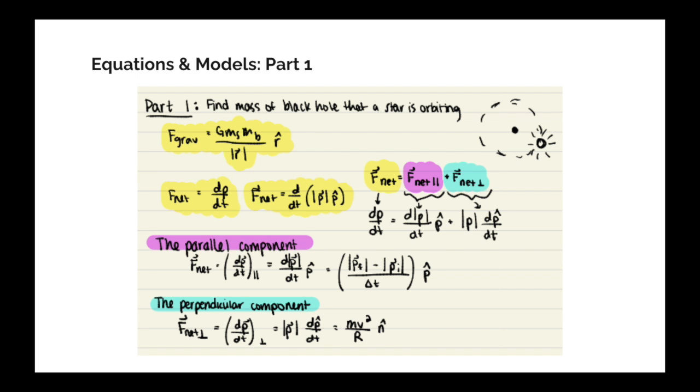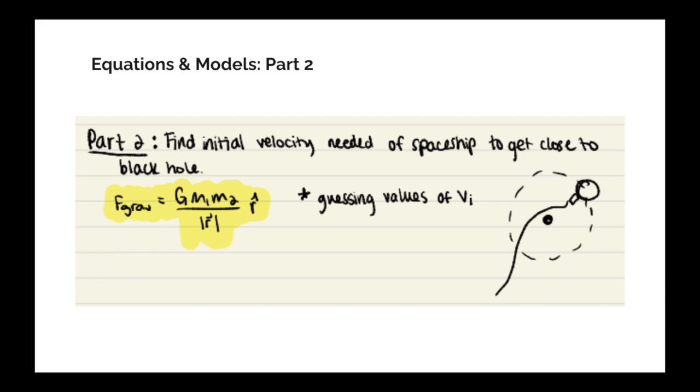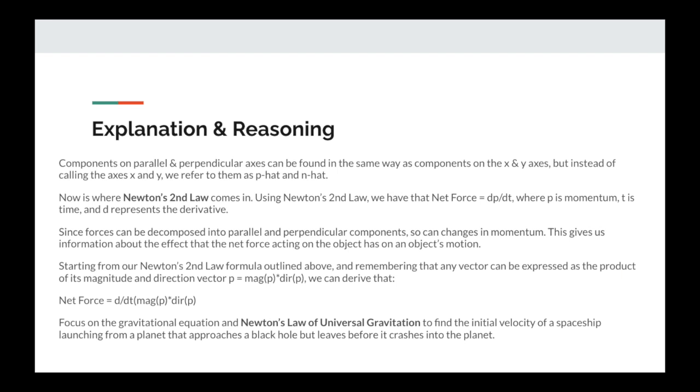Here are the important equations for part 1, including the gravitational force, net force, and then dividing net force into its parallel and perpendicular components. Part 2 uses our equation for gravitational force again while we are guessing values for initial velocity, and as you can see here, we have a new model. Here I have included some explanation and reasoning behind how we break up the parallel and perpendicular components of net force, as well as how we apply Newton's second law and Newton's law of universal gravitation.